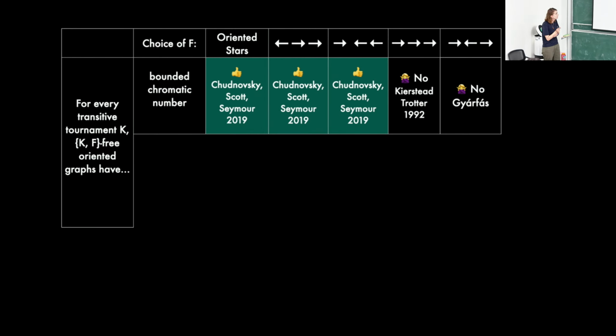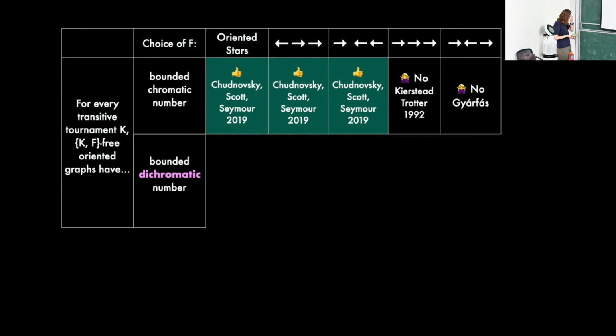Just to summarize, these are the results we saw already: if you're excluding some transitive tournament K and an oriented forest F, then by this result of Tardos, Scott, and Seymour that I mentioned earlier, you will have bounded chromatic number in your oriented graph, not even caring about dichromatic number, and you won't if your choice of F is the directed P4 or the alternating P4.